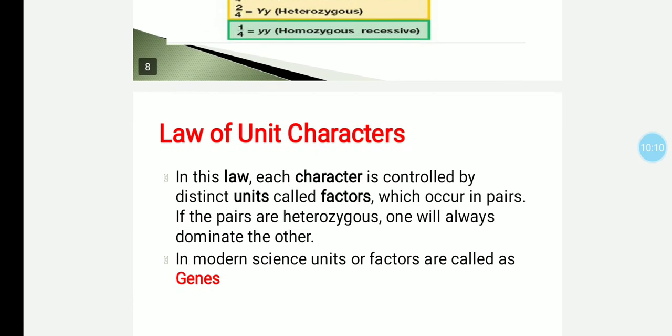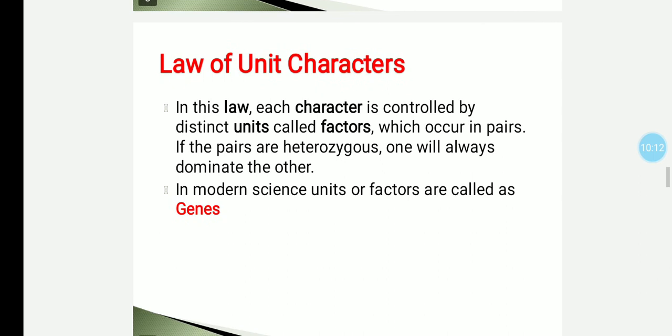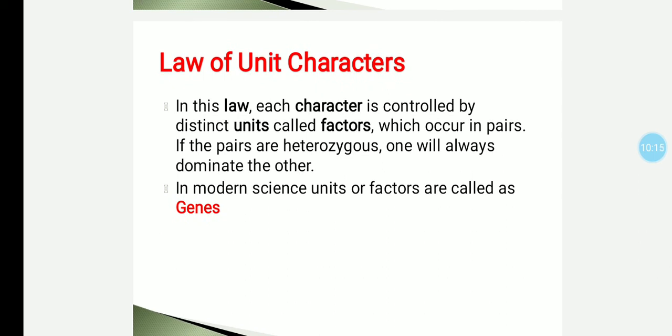And this is true for all the 7 characters of pea plant. Hence Mendel postulated these results as laws. First law of Mendel, that is law of unit characters. Mendel postulated these laws with different terminologies.